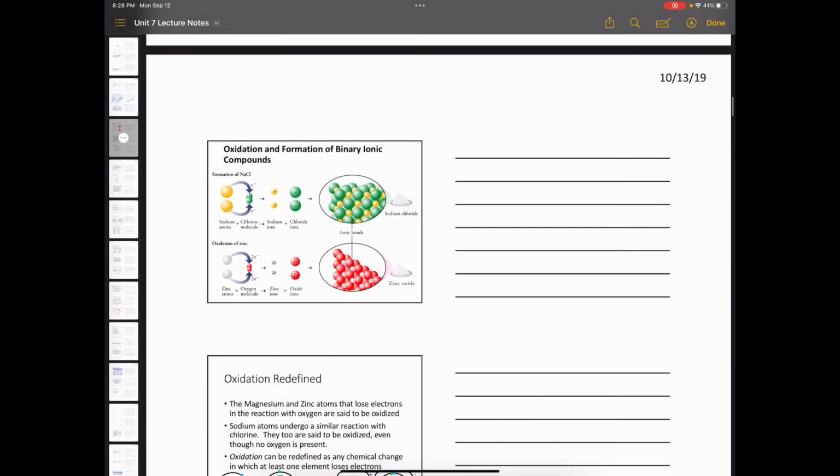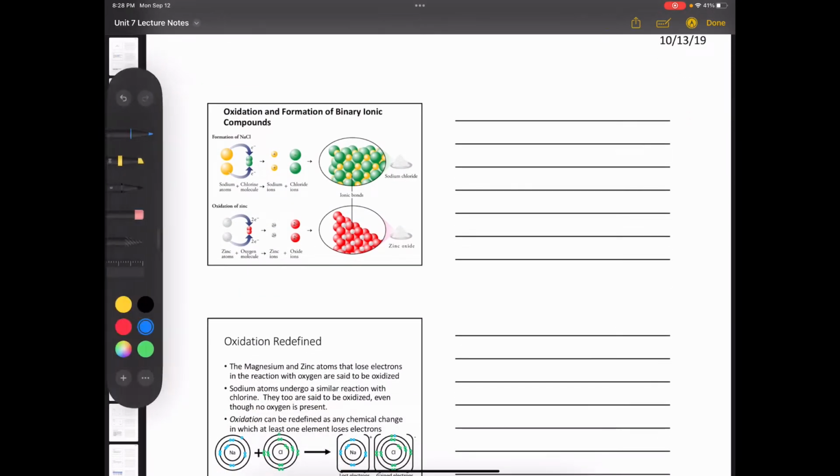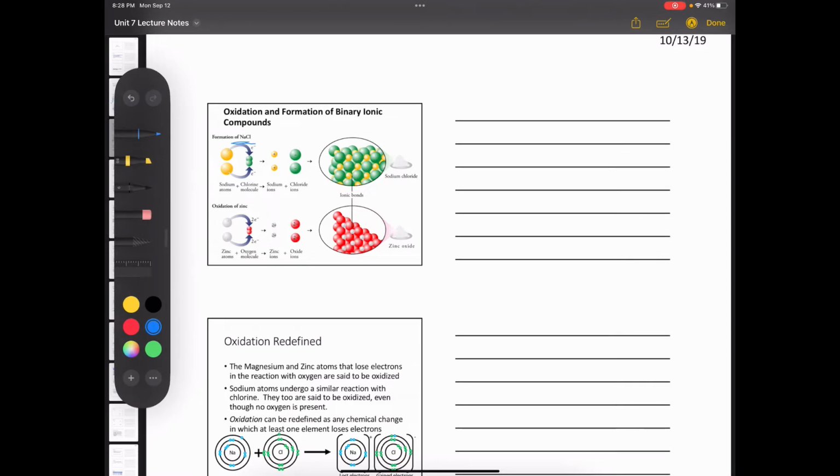Oxidation and formation of binary ionic compounds, something like NaCl. This is a binary ionic compound, correct? Because sodium is from group 1, and chlorine is from the halogens in the periodic table, so a metal and a non-metal. That means I have an ionic compound. The sodium atoms will lose electrons to the chlorine. Remember, chlorine is in the halogen group. Chlorine and the halogens in general have a high electronegativity, so they will take the electron from sodium from group 1 in the periodic table.